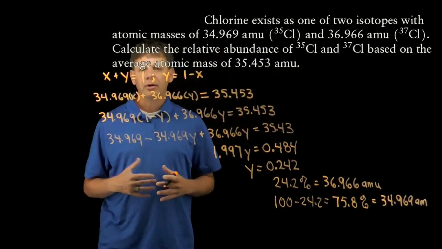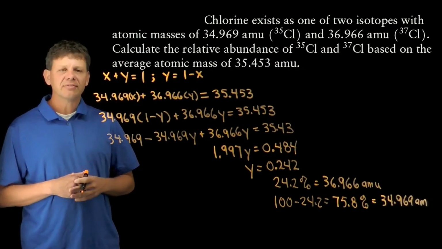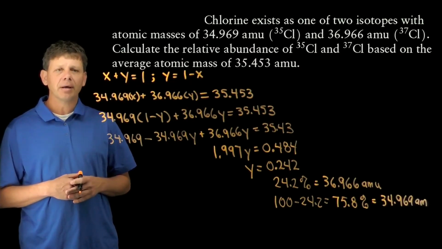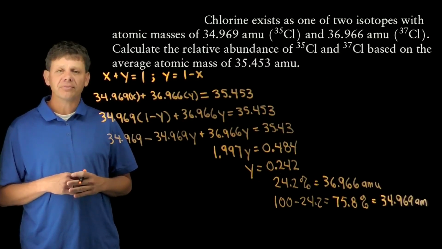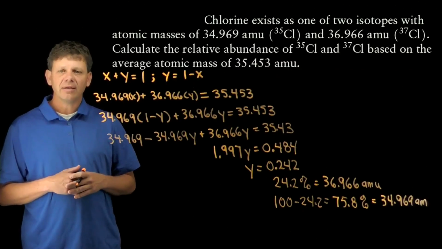or chlorine-35. In summary, chlorine-35 exists at 75.8% abundance, chlorine-37 exists at 24.2%, and we figure that out by solving a system of two equations and doing algebra.